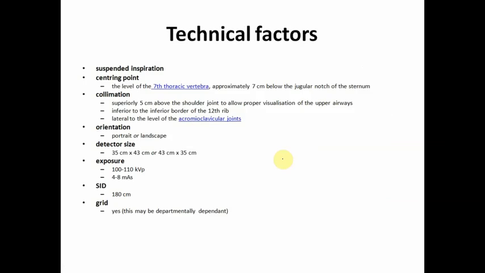Then orientation, same thing I said last class, portrait or landscape you can keep. Detector size, same thing, 35 into 43 centimeter or 14 into 17 inches. Usually we mention 17 into 14 inches or cassette size. And for exposure factors, it is better to use a high kVp technique.